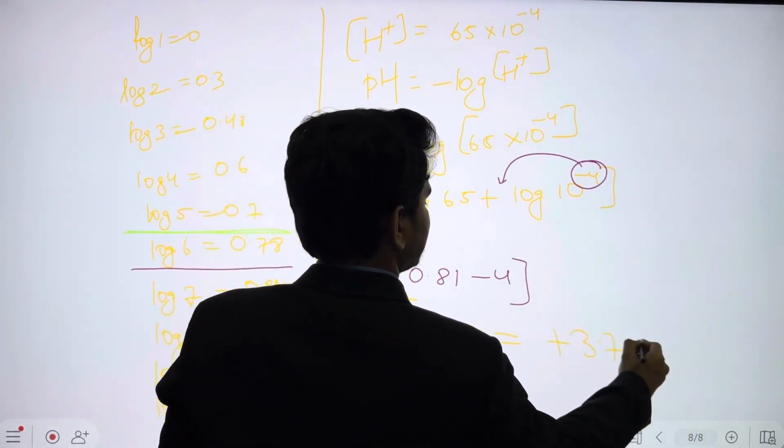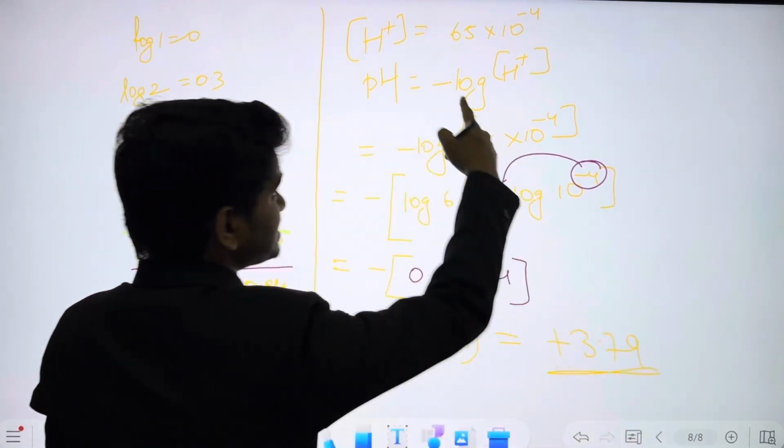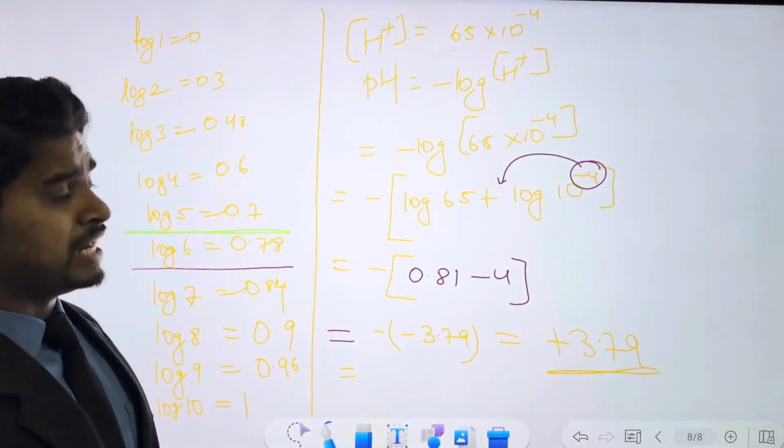So that's the pH, guys. That's the pH you will have if the H plus concentration is given like 6.5 into 10 to the power minus 4.